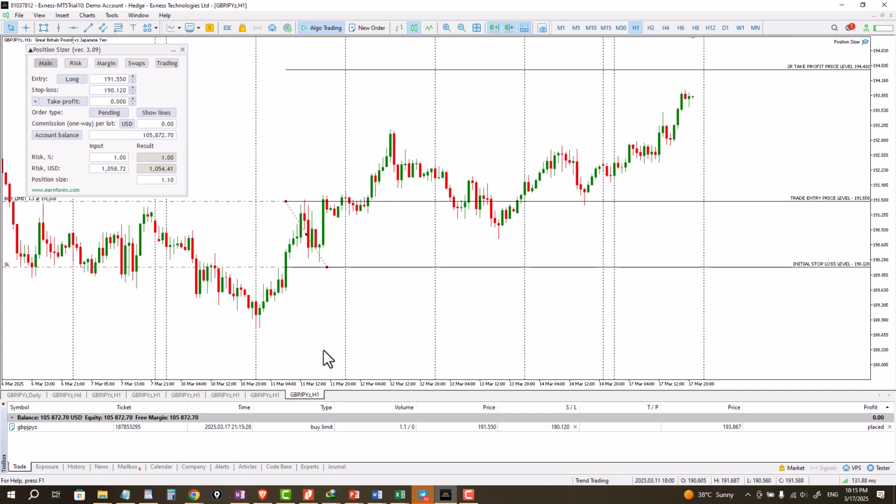Let's assume that we don't want to place this trade based on the aggressive risk management technique.